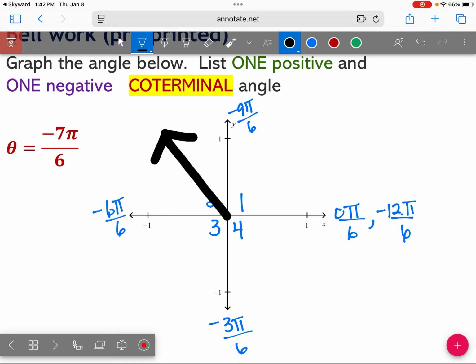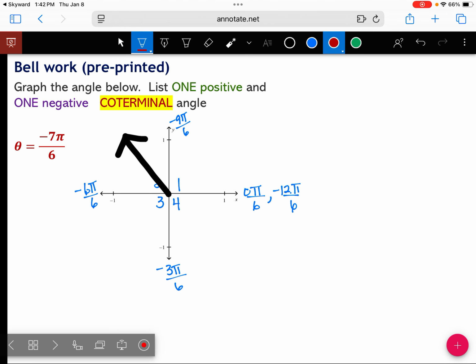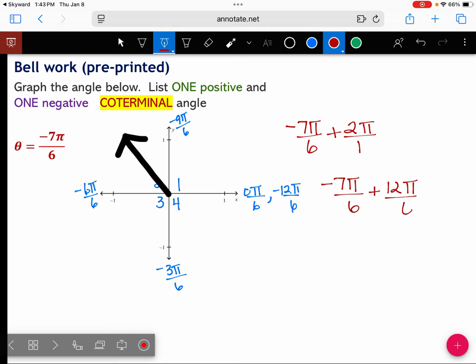All right, so now let's figure out 2 additional angles that have the same terminal side. In order to do that, we're going to add and subtract 2 pi. So I have negative 7 pi over 6, and I have to add 2 pi. In order to add, what do I have to multiply 2 pi by? 6. So that's going to change it to 12 pi over 6.